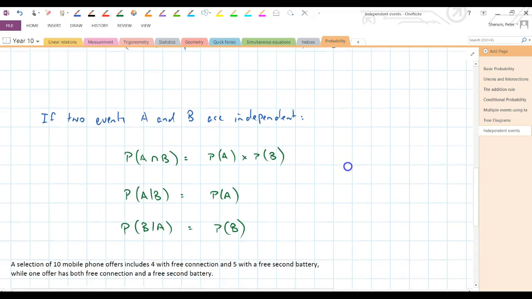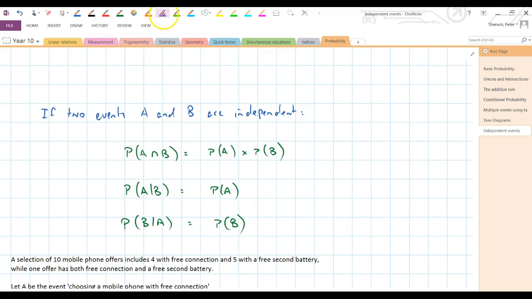Independent events. Take down the notes, and I'll see you in class, and we'll do our last exercise, exercise 8G, from the work requirements, and that'll round out the week, finishing the topic off with something new to do next week. Okay, cheers.